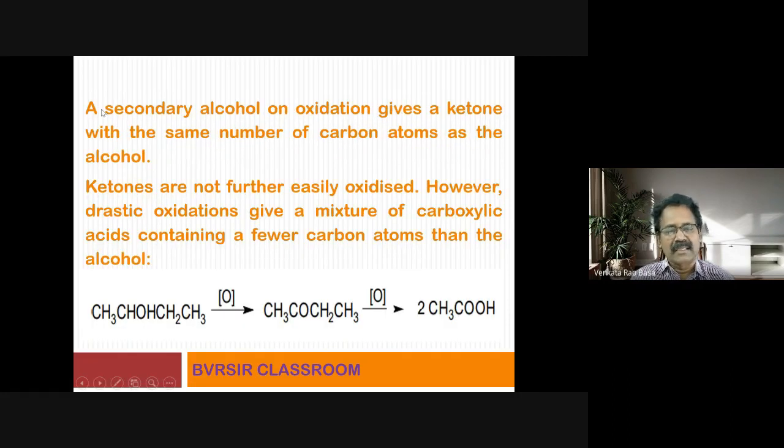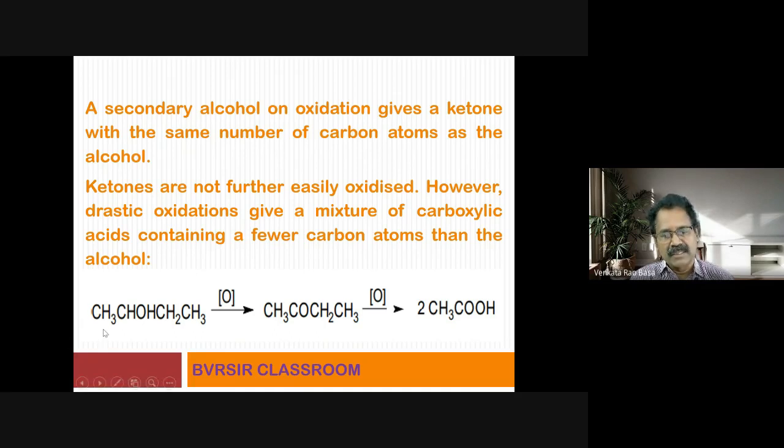What about a secondary alcohol? A secondary alcohol on oxidation gives a ketone with the same number of carbon atoms as the alcohol. So in the first step, a ketone is formed. But in the next step, there is deviation. Ketones are not easily oxidized further; drastic conditions are required. However, drastic oxidation gives a mixture of carboxylic acids containing fewer carbon atoms than the alcohol. That point you have to remember.